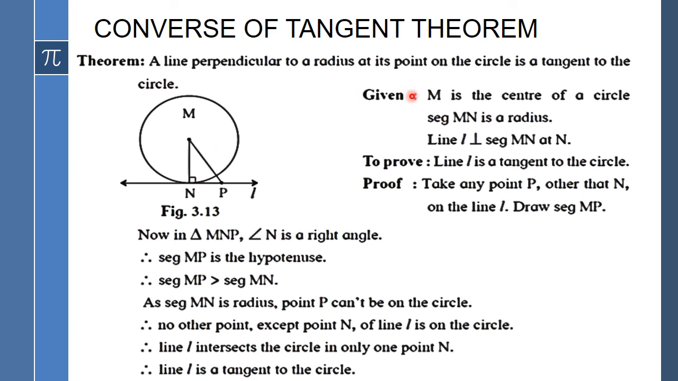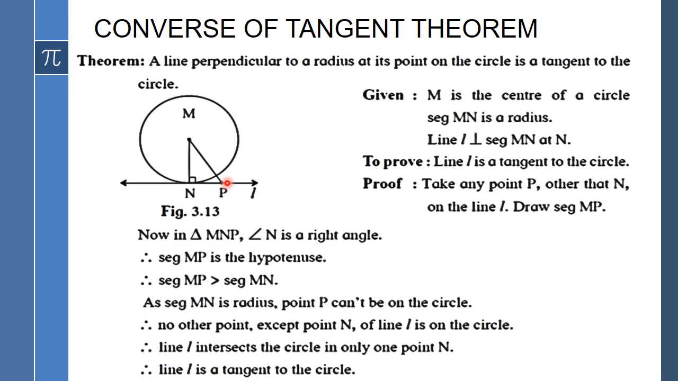So the given part is M is the center of a circle, segment MN is the radius. Line L is perpendicular to segment MN at point N. Okay, so these three things we know. What we need to prove is that line L is tangent to the circle. For the proof, we will start: take any point P other than N on the line L and draw segment MP.